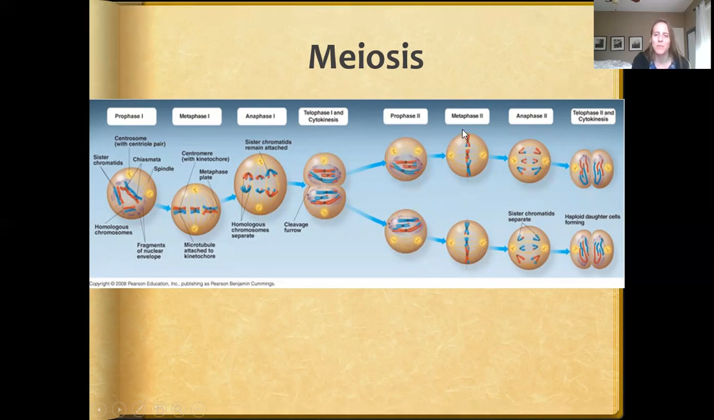They will then line up during metaphase 2 across the equator. And then in anaphase 2, these sister chromatids get pulled apart. And then by the end, now you have single-stranded chromosomes. Each one of these cells still contains 3 chromosomes, so we haven't cut the number in half again. It stayed the same throughout the entire second part of meiosis, but we've gone from double-stranded to single-stranded.